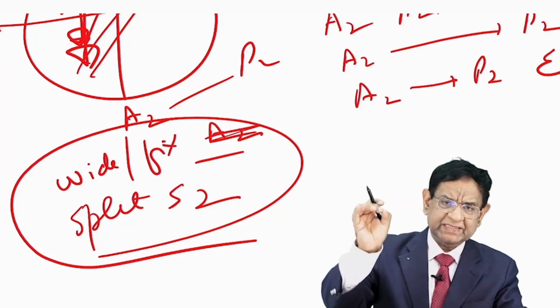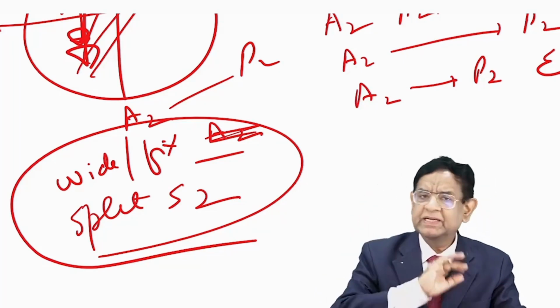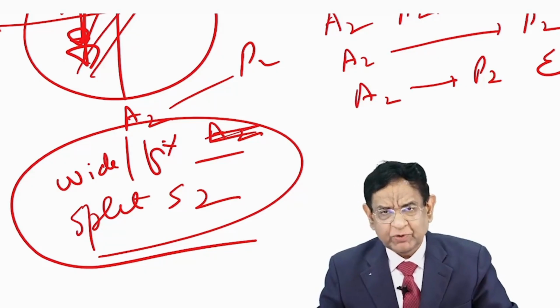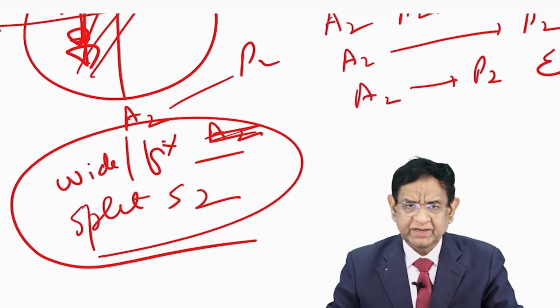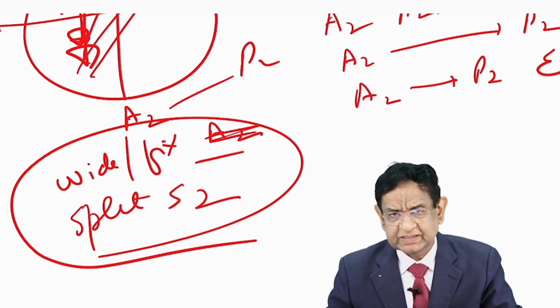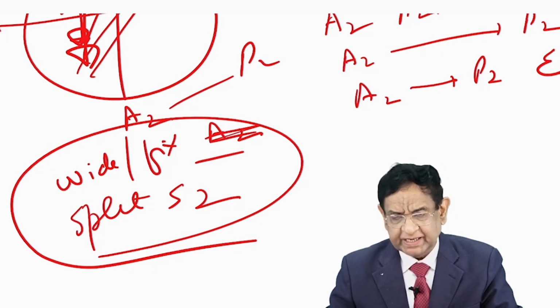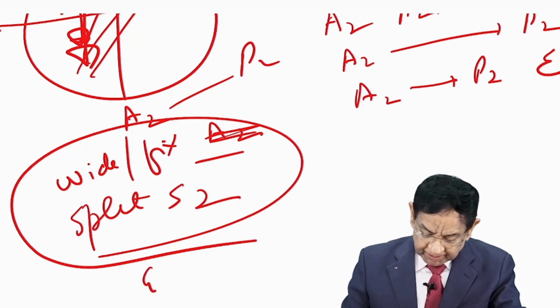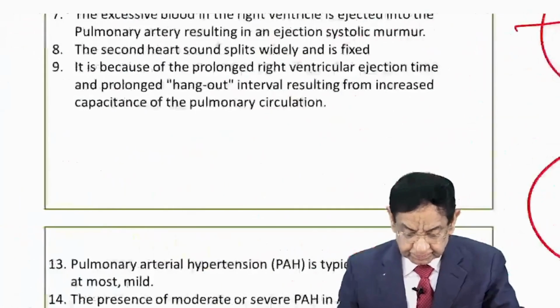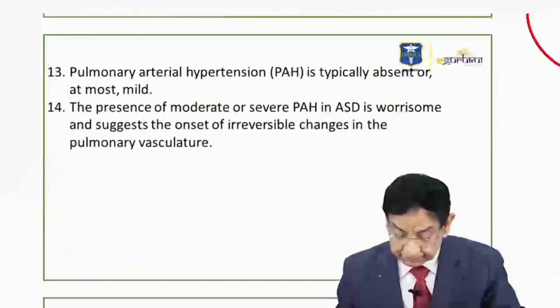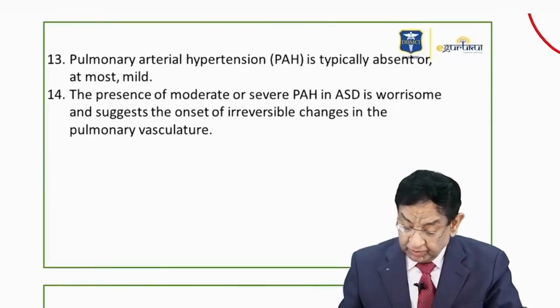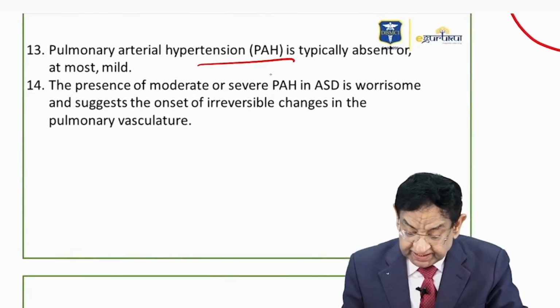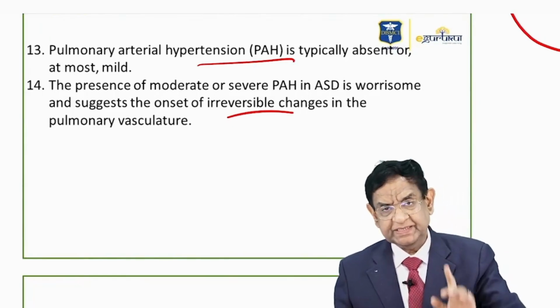There's only one condition where we have wide and fixed split. If you get this line, this word, then 99.9999% you are dealing with ASD. Wide and fixed S2 is ASD. Golden line to remember. Pulmonary hypertension occurs very late, the point I mentioned to you. PH is a late feature.